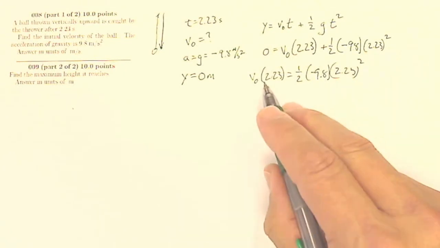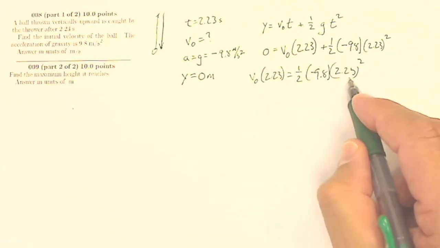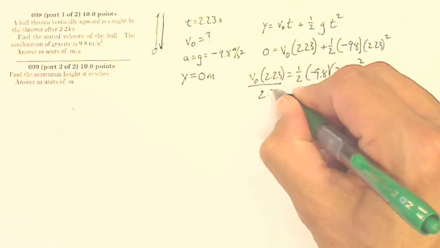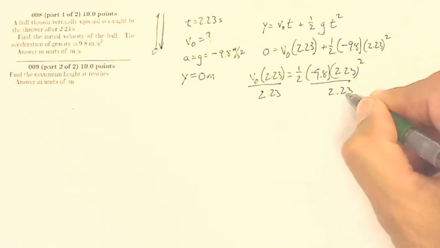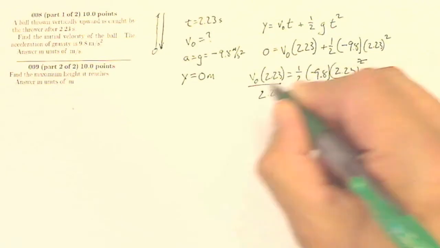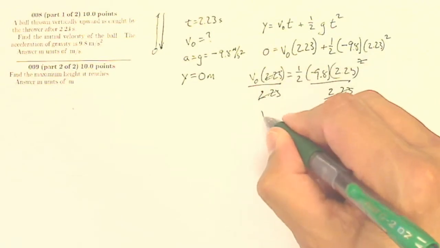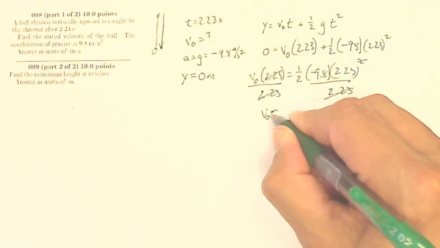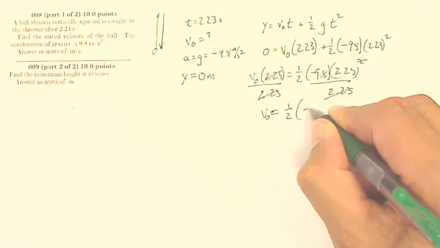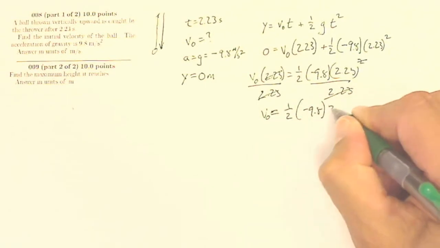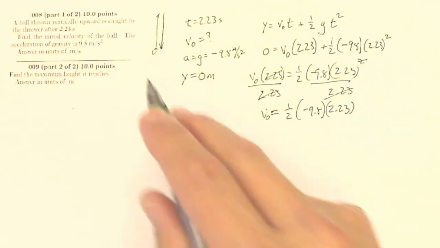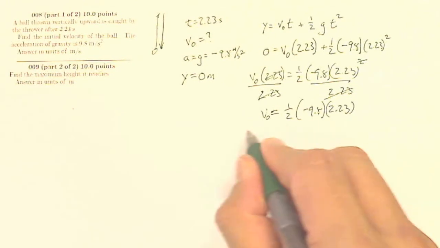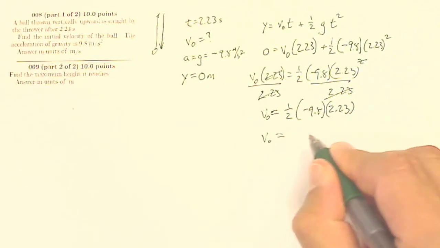Now you can see if you divide by 2.23, one of these is going to go away. So I'm going to do that. So now 2.23 squared and 2.23, this goes away. So now I've got my initial velocity equals 1/2 of negative 9.8 times 2.23, and that will give me my initial velocity. And it's positive because it's heading up. So that will be the answer for question number 8.